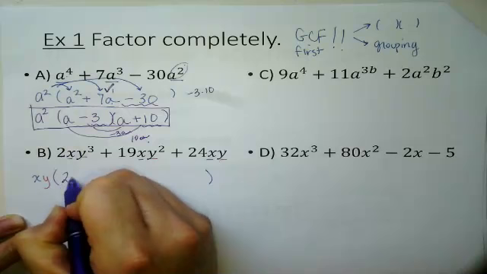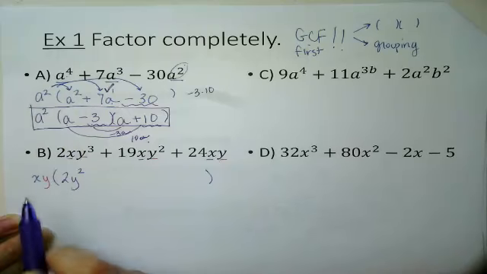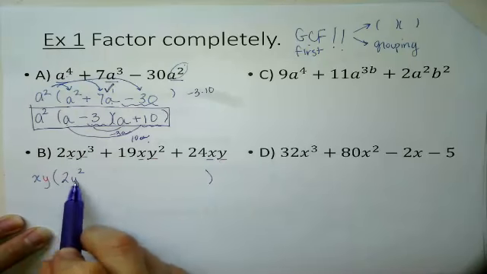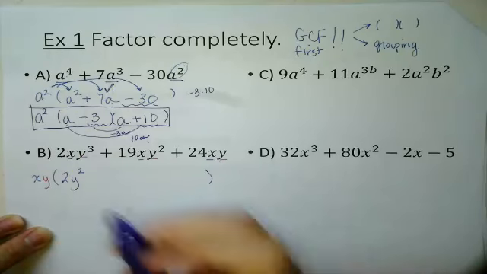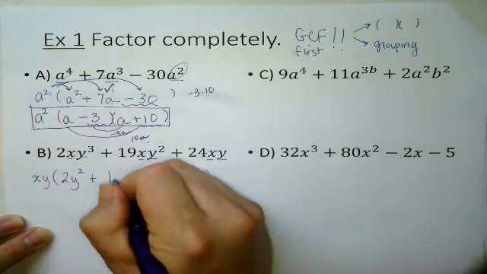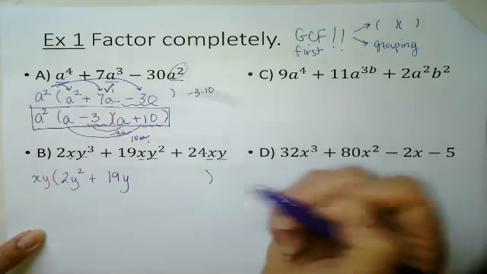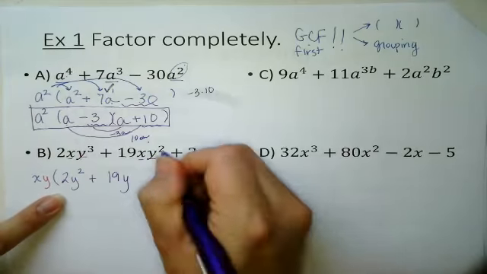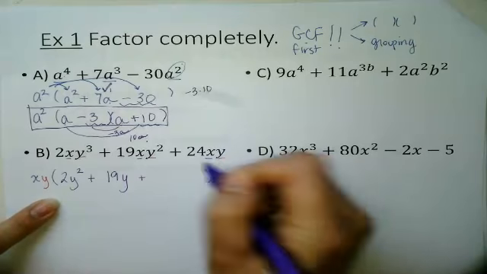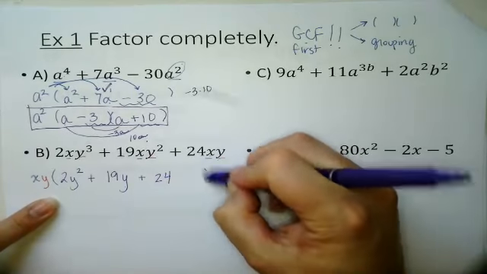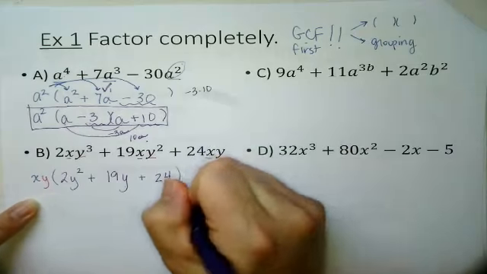That's going to leave behind a 2y squared. And again, if I just wanted to double check, 2 times x gives me the 2x, and y times y squared gives me the y cubed. Plus a 19. My x is out here. One of my y's is gone. Y times y is y squared. Plus 24, and my x and my y are gone. Guess I didn't need to make my parentheses quite so big.